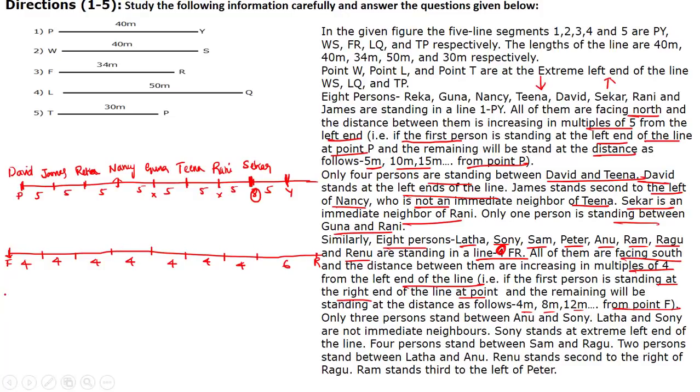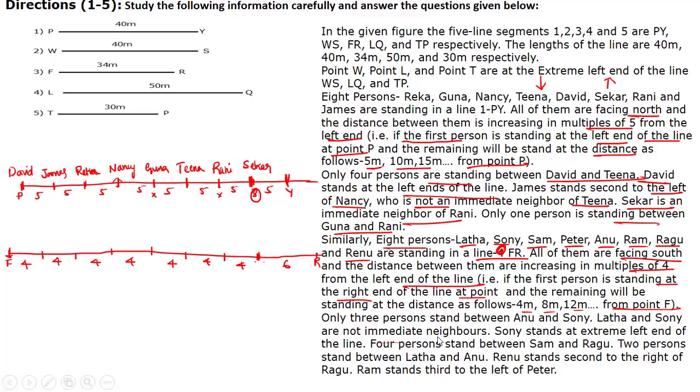So I repeat the concept once again. See here friends, there are 8 persons standing in row 3, that is from F to R. The distance between F and R is 34 meters. The first person will be standing at point F. The consecutive distances would be 4, 8 and so on. From F to the first person it is 4, from F to the second person it is 8, and so on: 4, 8, 12, 16, 20, 24, 28. From the last person to R, the distance would be the remaining, that is 6 meters. I hope you got it.